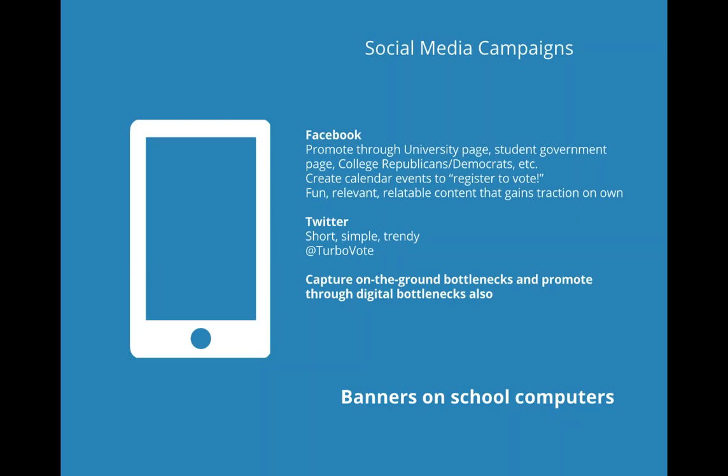And another thing, just a side note, it's not really a social media thing, but it's computer-based, is putting a banner on your school's computers, whether it's a public computer in your library or if you have a Mac lab or something like that. You can ask your librarians and student workers to set the computer's home screen to your unique TurboVote URL. So it's the first thing students see when they log in because it's the home screen of the computer, and they're already on a computer. Why not go to the site and register to vote right there?